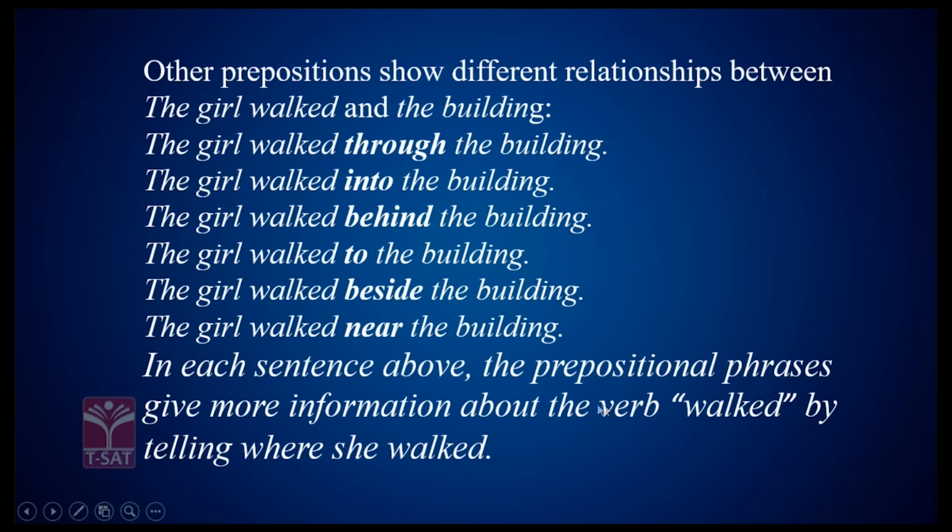So, what is the relationship here between the girl walked and the building? In the first sentence, the girl walked through the building. In the second sentence, the girl walked into the building. In the third sentence, the girl walked behind the building, to the building, next to, beside, near, or something like that. The moment you use a different preposition, the semantic implication of the sentence changes. The meaning of the sentence gets changed, right.